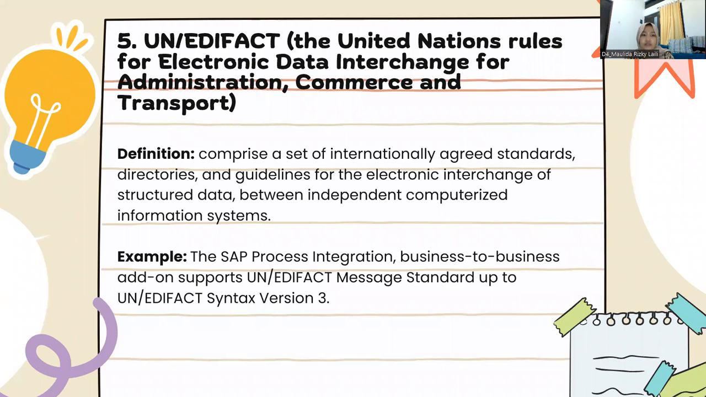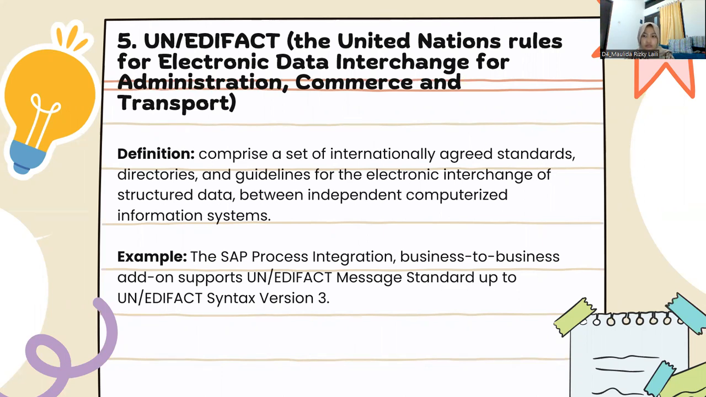And number five is UN/EDIFACT, or the United Nations rules for Electronic Data Interchange for Administration, Commerce, and Transport. The definition is that it comprises a set of internationally agreed standards, directories, and guidelines for the electronic interchange of structured data between independent computerized information systems.